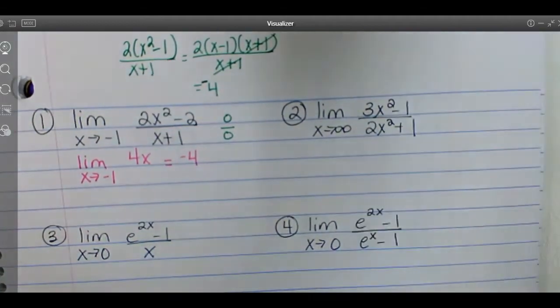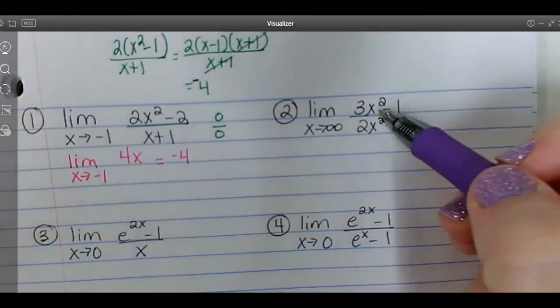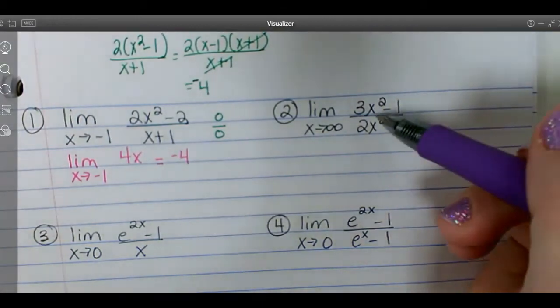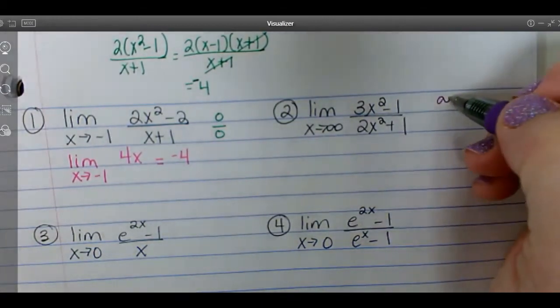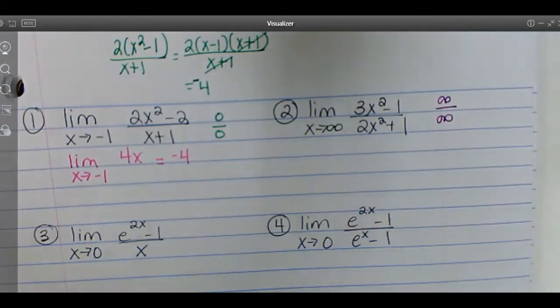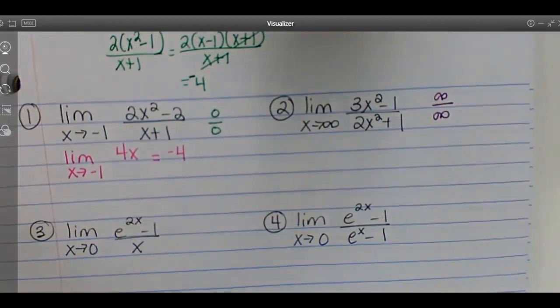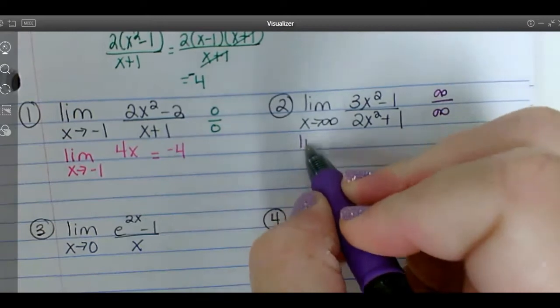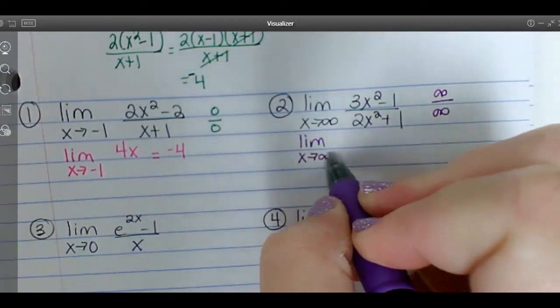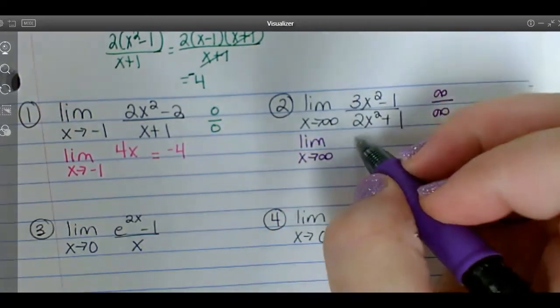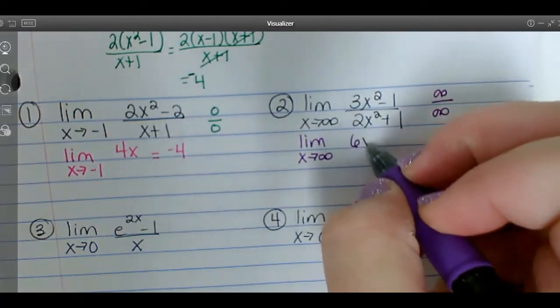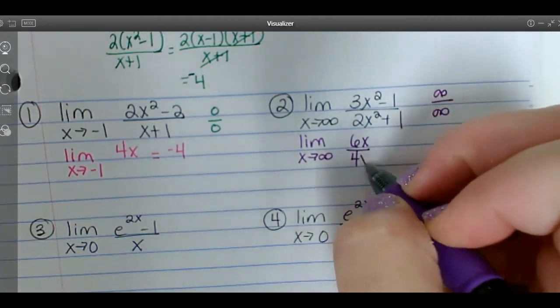All right, so let's talk about this one. As you approach infinity, what happens? Well, just think about plugging in really big numbers here. The top and the bottom both will give us big numbers, so we have infinity over infinity. What that means is that when I find the limit here, I'm going to find the derivative of the top, and I'm going to find the derivative of the bottom.